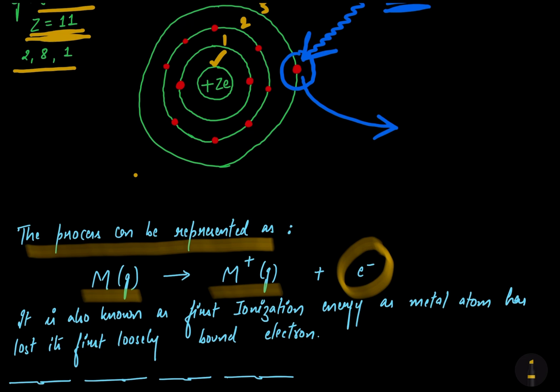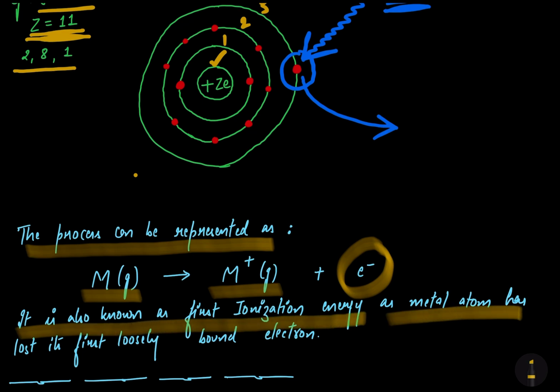I have written, it is also known as the first ionization energy, as the metal atom has lost its first loosely bound electron. It is called the first ionization energy because the neutral metal atom, you can see that the metal atom has zero charge in the reactant, has lost its first electron and has formed the M+ ion. So the energy required by any metal atom, or any element, to lose its first electron is called the first ionization energy.